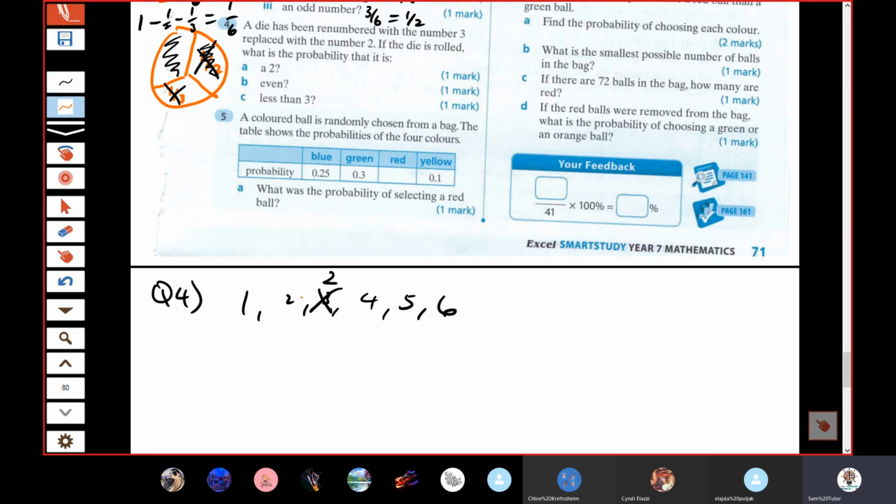Well, again, how many 2s do you have? You now have 2 2s out of 6 numbers. What's the probability it's even? 1, 2, 3, 4. 4 out of 6. What's the probability that it is less than 3? Well, that's 1, 2, 3. Half. 3 out of 6.